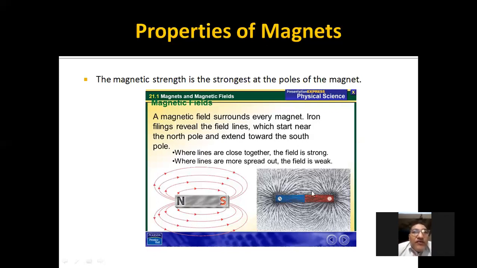If you look at this diagram, you will even observe that on the ends, on this end, which is the north pole, and on this end, which is the south pole, the amount of iron filings is quite large. And on these sides, the amount of iron filings is less. So it shows that here, the magnetic field is very strong. Here, the magnetic field is very strong. But on these sides, the magnetic field is weaker. I hope that you have understood this.